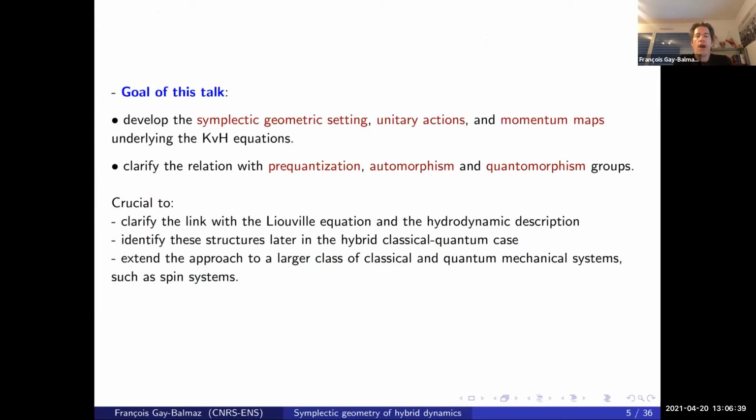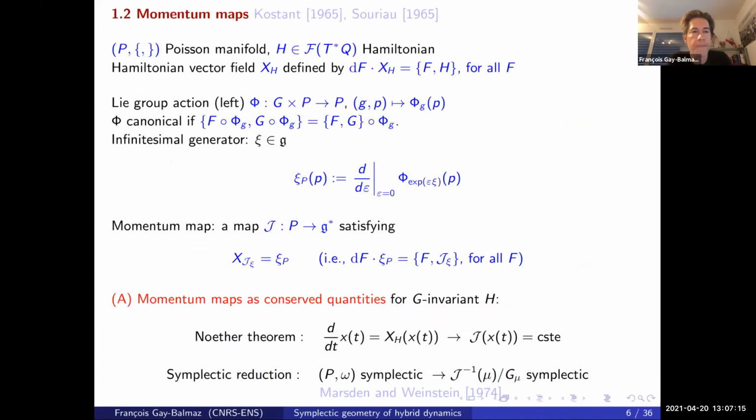Now the goal of this talk, as I already mentioned, is to explore the geometry underlying this. I will also make the link with pre-quantization, with the automorphism and quantomorphism groups of complex line bundles, as you will see. Then, once we have understood what happens for the KVH equations for classical mechanics, I will explore the hybrid version of this and see in this theory the same structure: how it generalizes, how it adapts, what works and what has to be adapted.